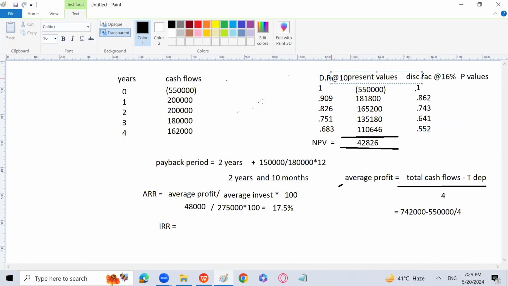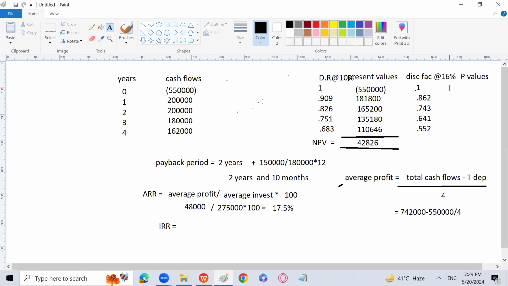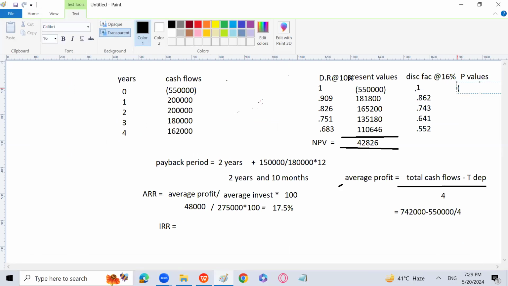The 10% one was ours, which we had already calculated. So the first present value will remain the same, which is negative 5,50,000. Next, that is going to be 2 lakh multiplied by 0.862. 2 lakh into 0.862 is 172,400. Yes, thank you.